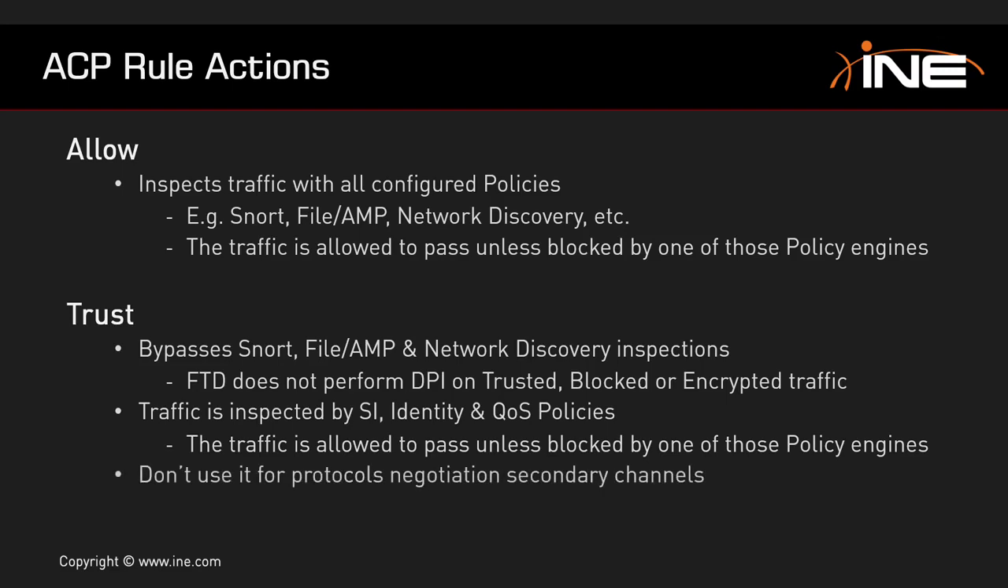And as a side note here, don't use the trust action for protocols that negotiate secondary channels, such as, for example, FTP or TFTP, because it is going to take a few packets for the Firepower engine to figure out what's going to be the port that was negotiated. And now with the trust action, since you will bypass those more important engines, you might not see all necessary packets to figure out the right port before you push down the session to the Lina engine. So for that type of protocols, the recommendation is going to be to use allow.